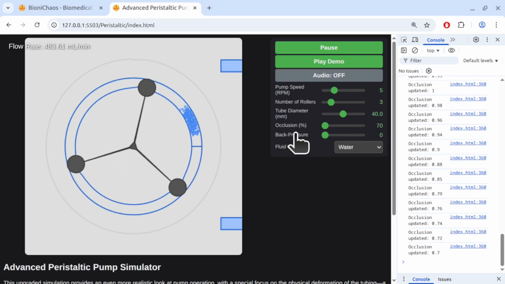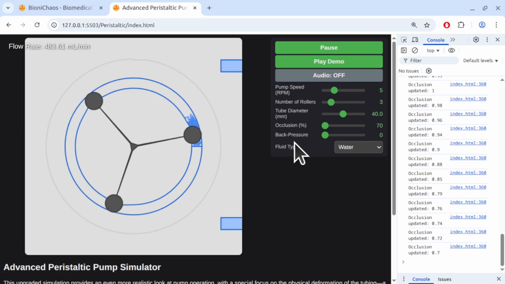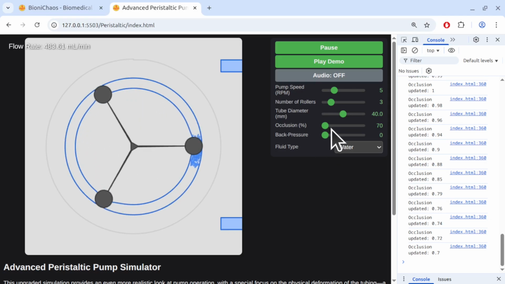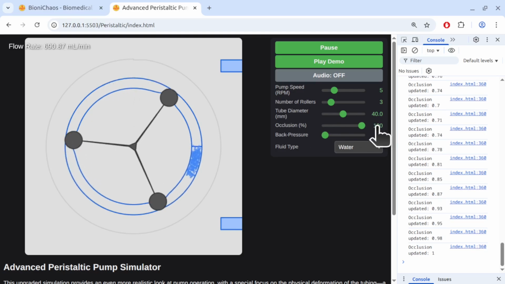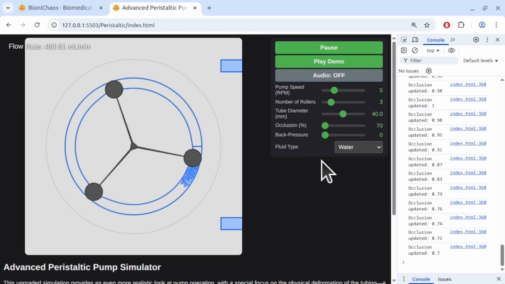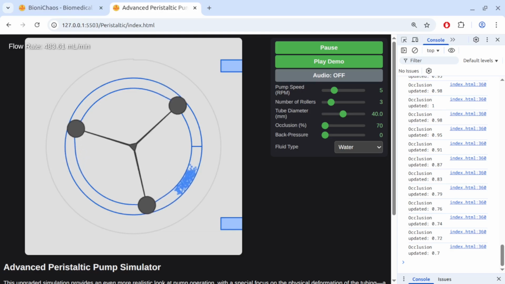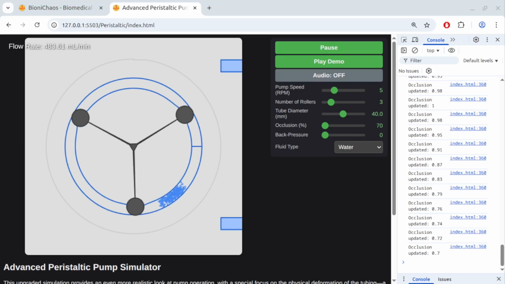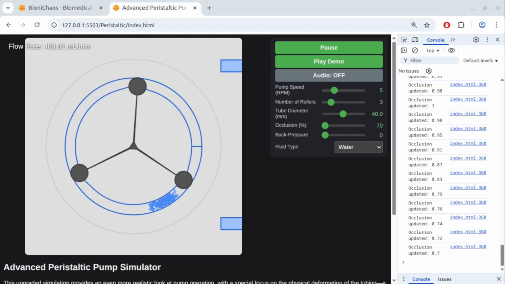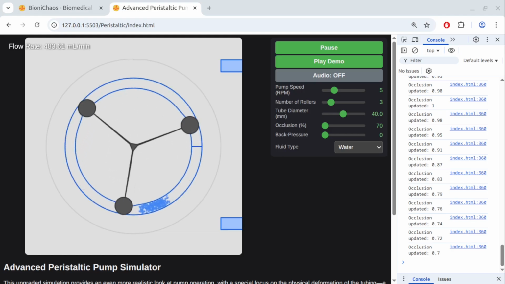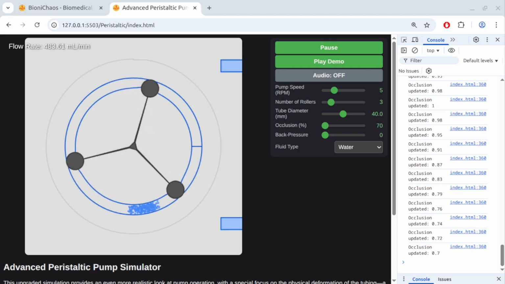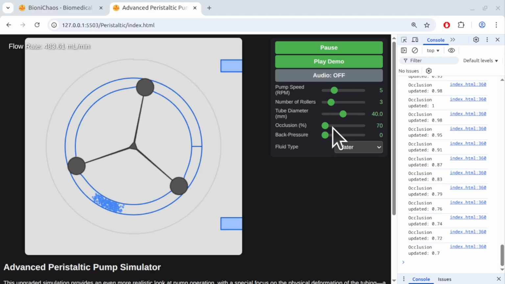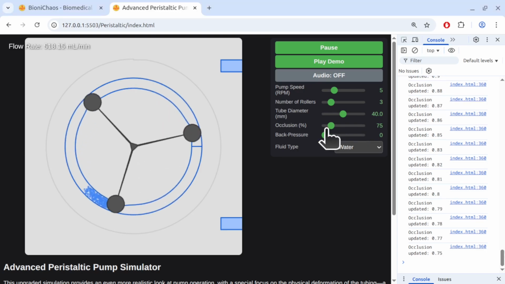Yes, to accurately represent the peristaltic pump, the visual representation of the tube's inner wall, specifically its compression and expansion, should dynamically change based on the occlusion percentage. This is because the occlusion setting directly dictates how much the rollers are compressing the tube, which in turn influences the shape of the inner wall and the movement of the fluid. The rollers themselves move in a circular path, but their interaction with the tube's wall changes based on occlusion. Okay, so should the roller positions change as we change the occlusion or not?